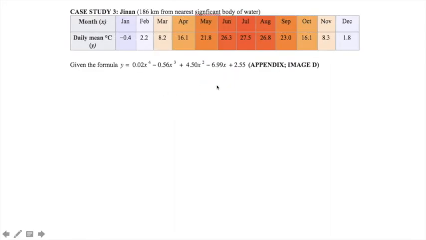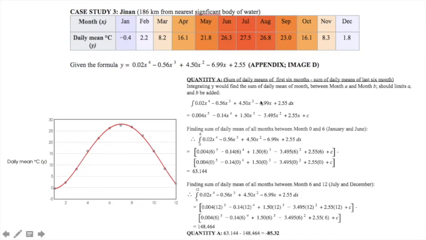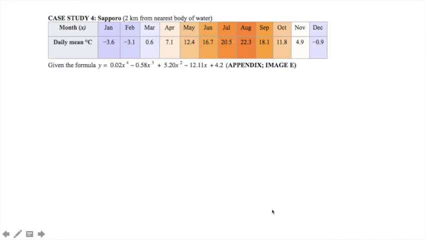Now, these are the climate statistics for the third location, Jinan in China, which is only 186 kilometers from any body of water. The same process is repeated, once again represented graphically, very accurate. The plot line is interpolated from the data points that we have here, and we integrated using the same limits, and we can see that when we take A minus B, we obtain an even larger negative number. And these are the climate statistics for our last location, Sapporo, which is basically adjacent to the nearest body of water, the Sea of Japan.